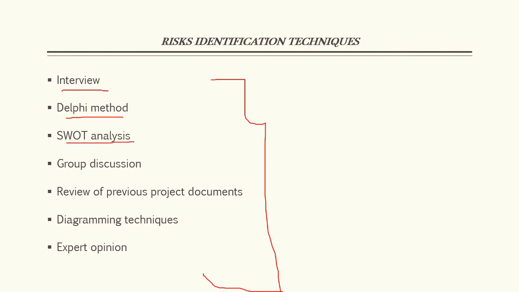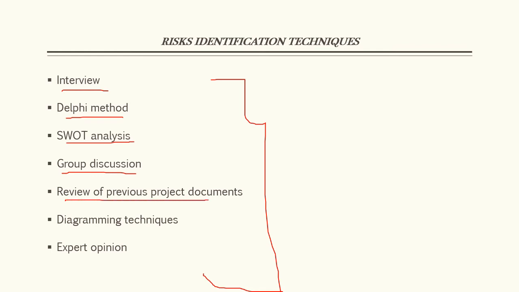Then, of course, we have the SWOT analysis: strengths, weaknesses, opportunities, and threats. This one is a planning tool that we normally use in the evaluation of organizational strengths, weaknesses, opportunities, and threats. We have group discussion. Normally it can be a focus group discussion where you bring in participants, 8 to about 12 participants in a particular group, and then you begin to discuss. And in that discussion, you'll be able to bring out most of these hidden risks.